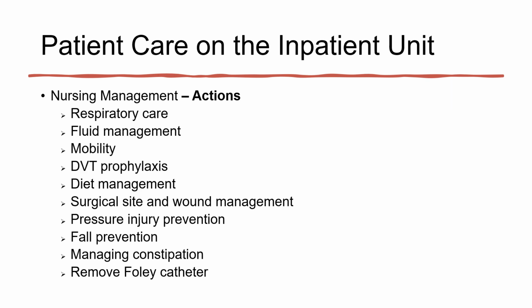Actions. So all of these things we pretty much talked about already. Respiratory care, that's coughing and deep breathing, that's encouraging and teaching the incentive spirometer, suctioning when appropriate. Fluid management, follow doctor's orders, give IV fluid. Once they're able to drink fluids, you can provide them with water. Mobility, early ambulation is key. DVT prophylaxis, diet management, we're going to follow doctor's orders. Usually it's clear liquids until they can tolerate some more consistency.